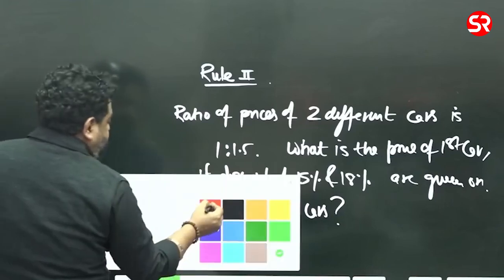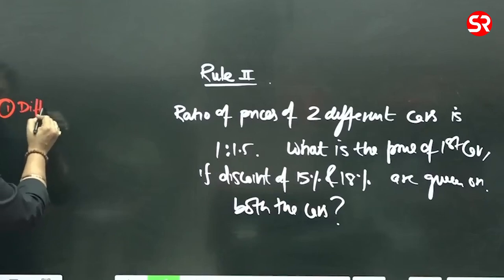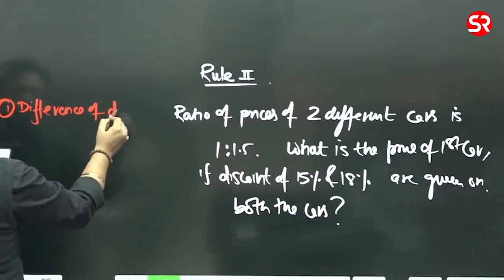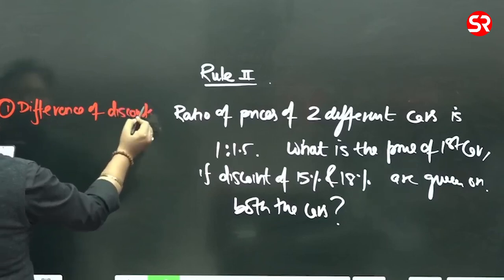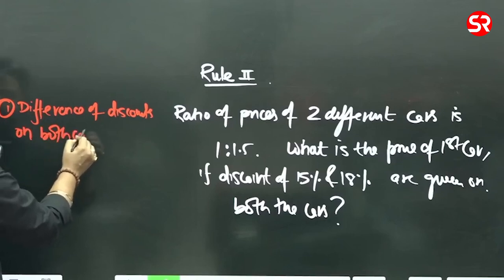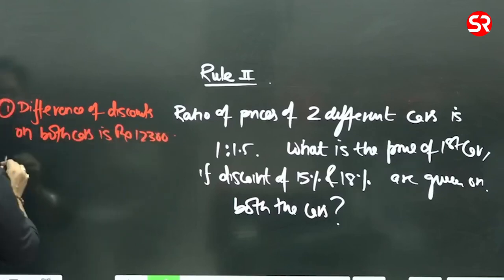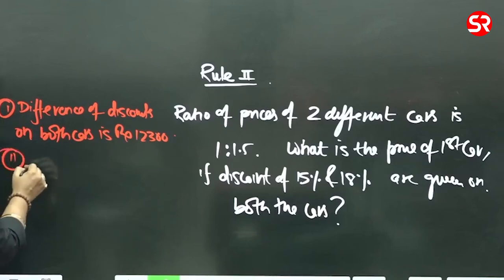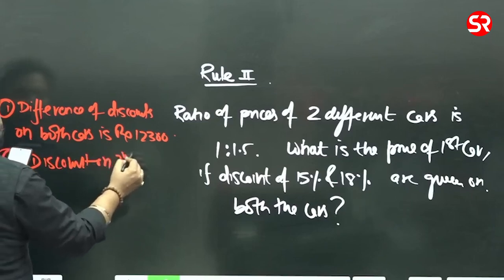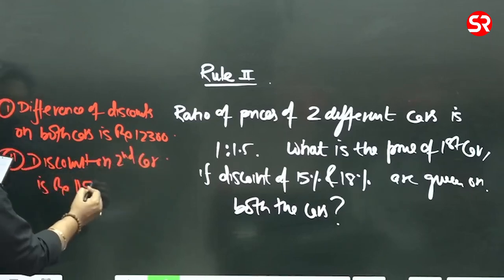Now statement 1: the difference of discounts on both cars is rupees 12300. Statement 2: the discount on the second car is rupees 11589.